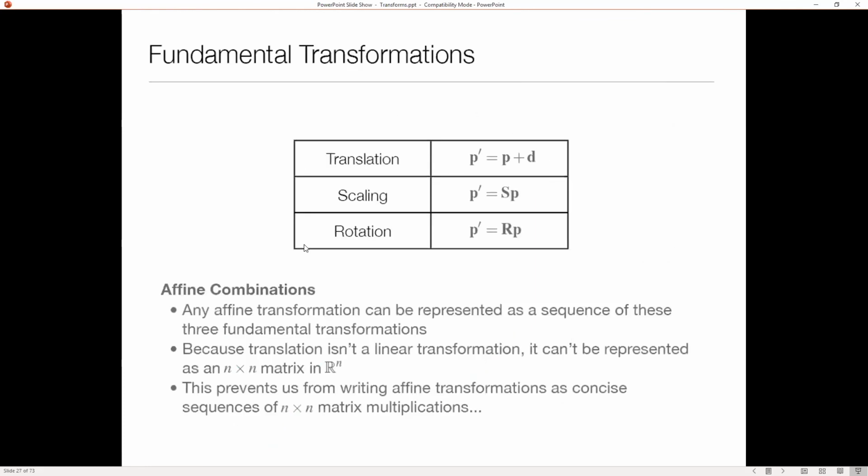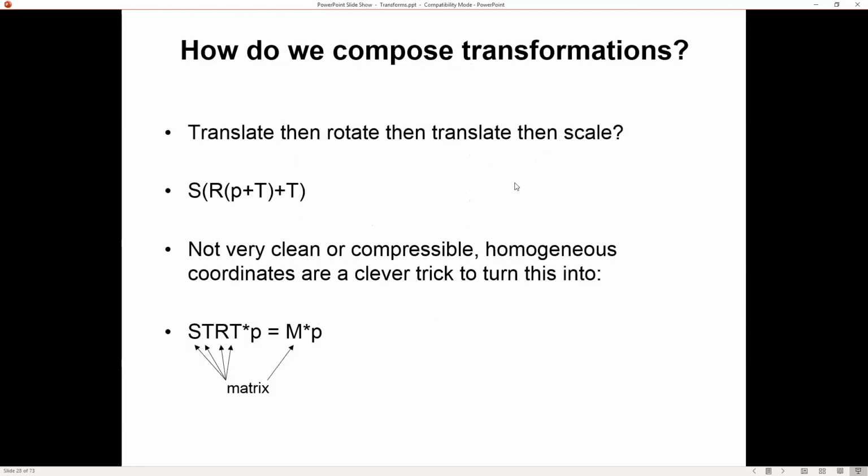So here are our fundamental transformations. We have translation, which has this addition, and we have scaling and rotation, which are multiplies by matrices. So these are linear operations in our point. This is an affine operation. And we now come to a little bit of a problem. If we'd like to compose all these things, what can we do? So let's say we had an object, and we want to translate it, then rotate it, then translate it, then scale it. So what is that going to look like?